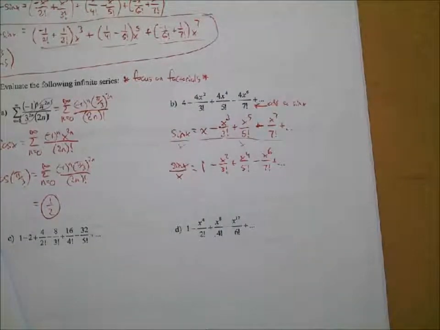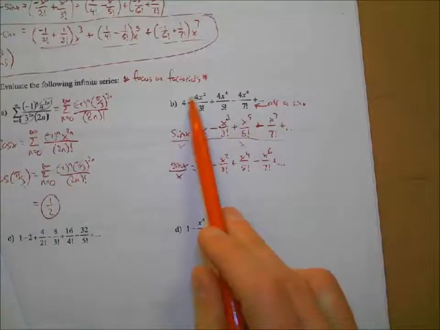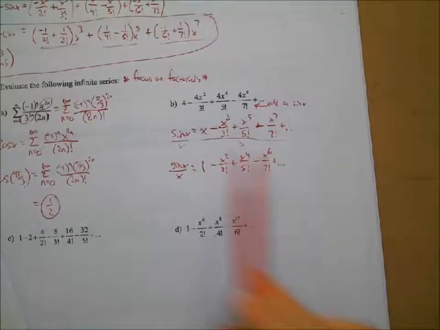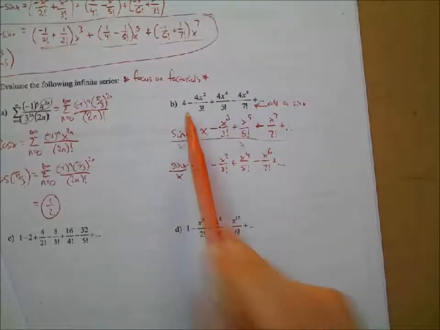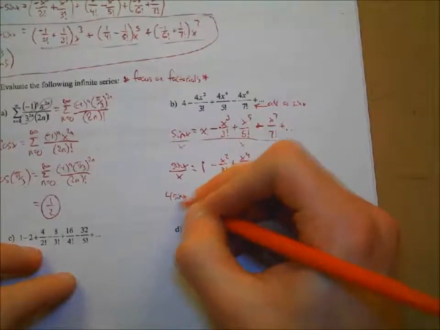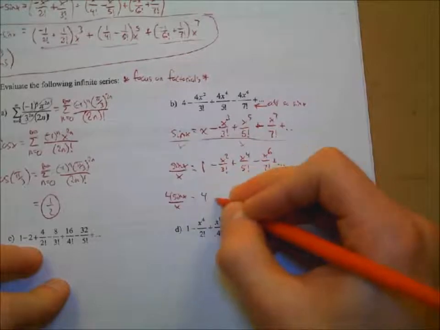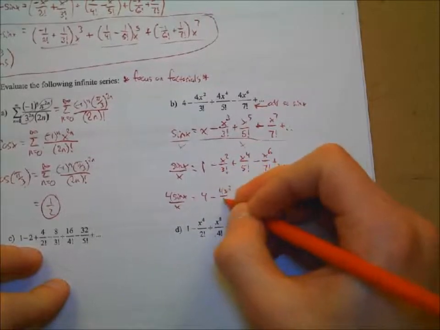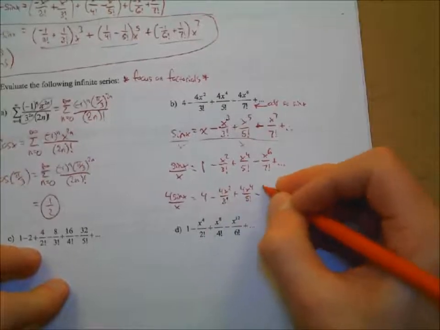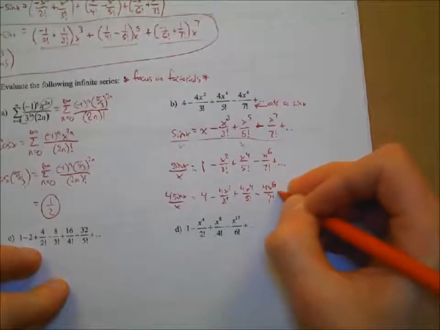We're closer. We're not quite there yet. What aspect are we missing still? Every term in here has a 4, right? None of our terms here have 4s. So we can clearly see to make that 1 become a 4, we just need to multiply both sides by 4. So 4 minus 4x squared over 3 factorial plus 4x to the 4 over 5 factorial minus 4x to the 6th over 7 factorial plus dot, dot, dot.